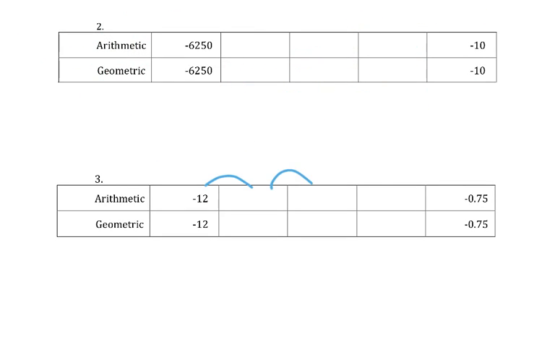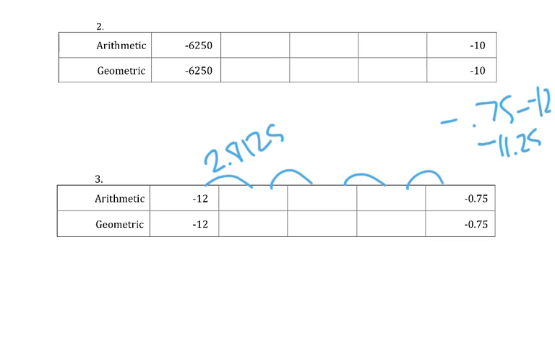Okay, so again, same idea. I've got negative 0.75, and I'd subtract a negative 12 from it. So that would give us a negative 11.25, which I would need to cut into 4 pieces. So it would be about 2.8125 we'd be adding each time.